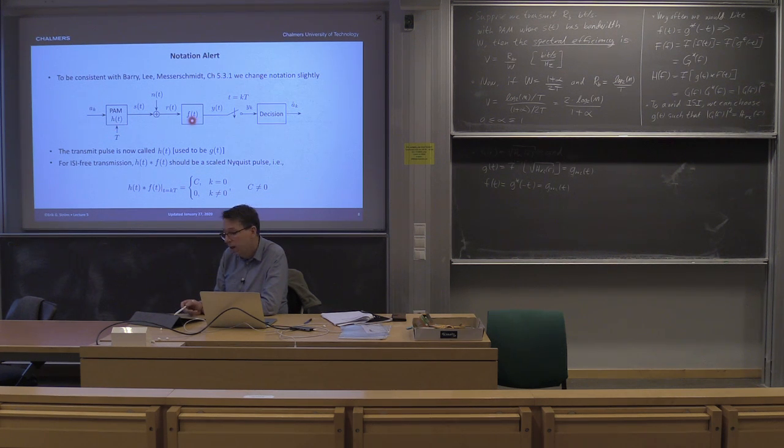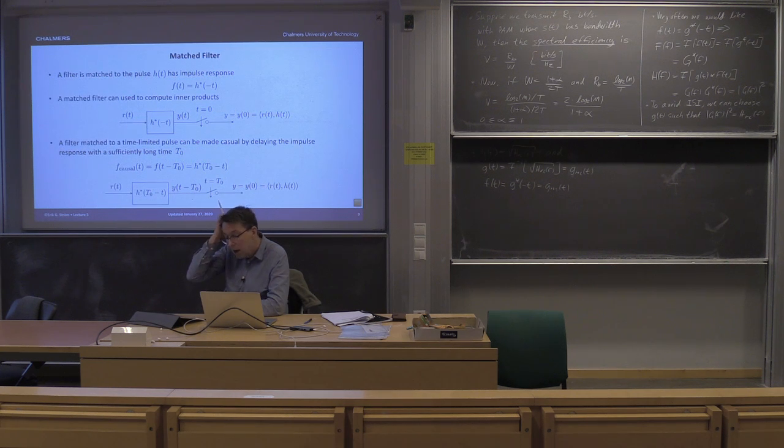We still have the F here, but very soon we will dispose of F and write that in terms of H also. So I'm sorry for this mix-up, but it's just to be consistent with the book, this is what we do from now on. Okay, so the transmit pulse is H, used to be G. For intersymbol interference free, we know that the convolution of H and F should be a scaled Nyquist pulse, and we have this. Okay, so we said that multiple times now.